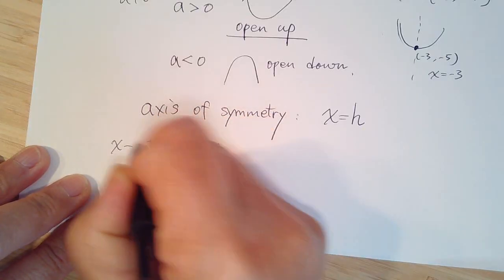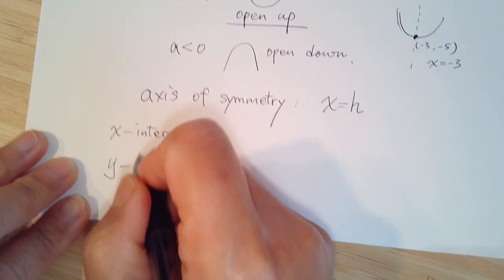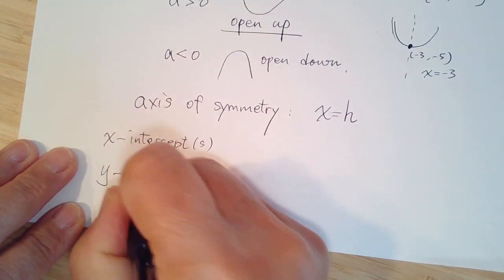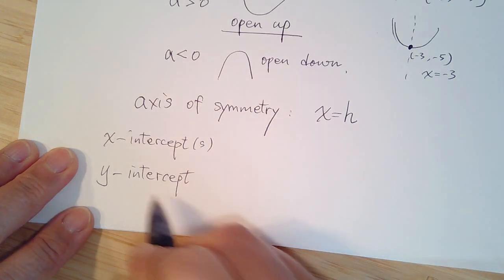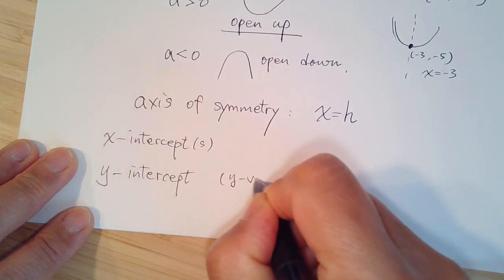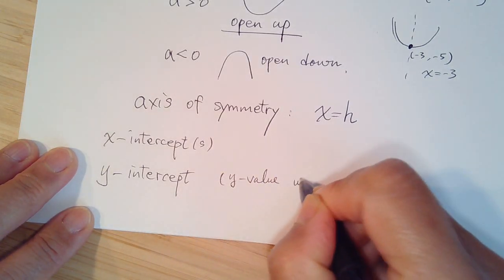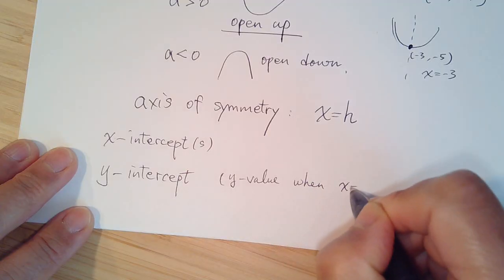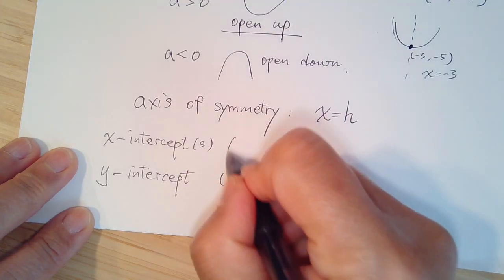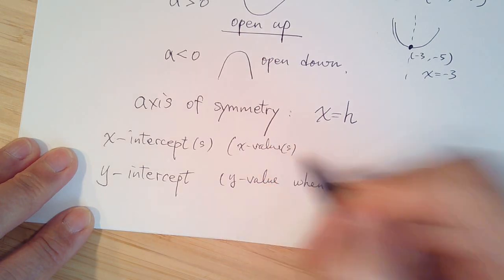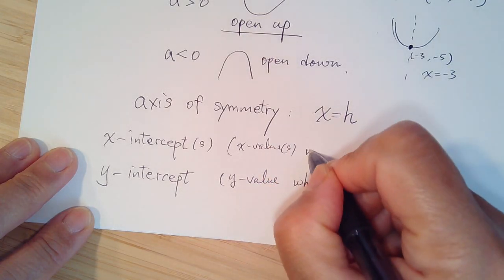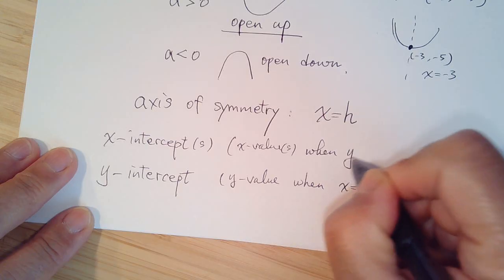Could be more than one. What about the y-intercept? Okay, quick review. What does that mean? Y-intercept is the y value when x equals 0, right? And the x-intercept is the x value, or values, because we don't know how many we would have, when y equals 0.